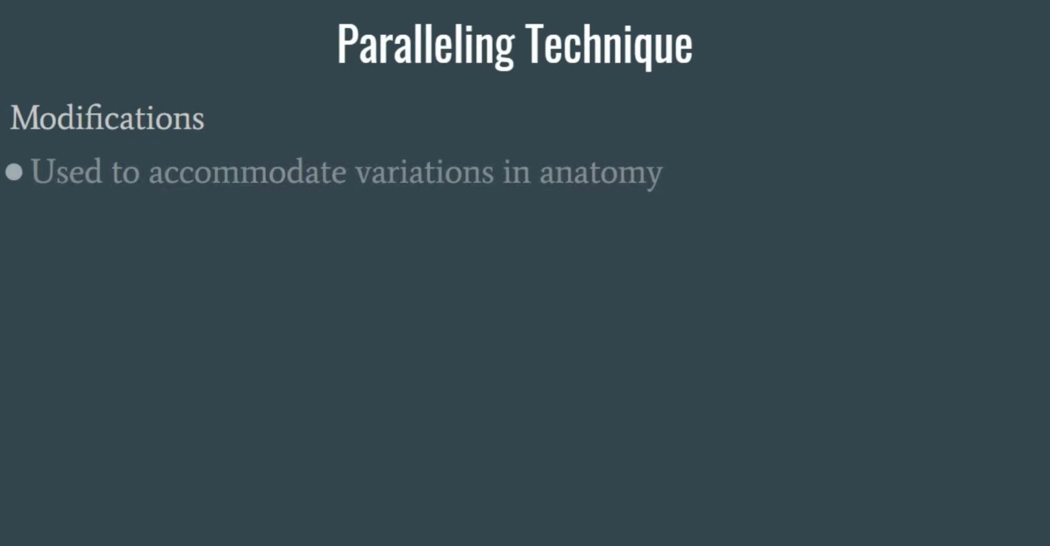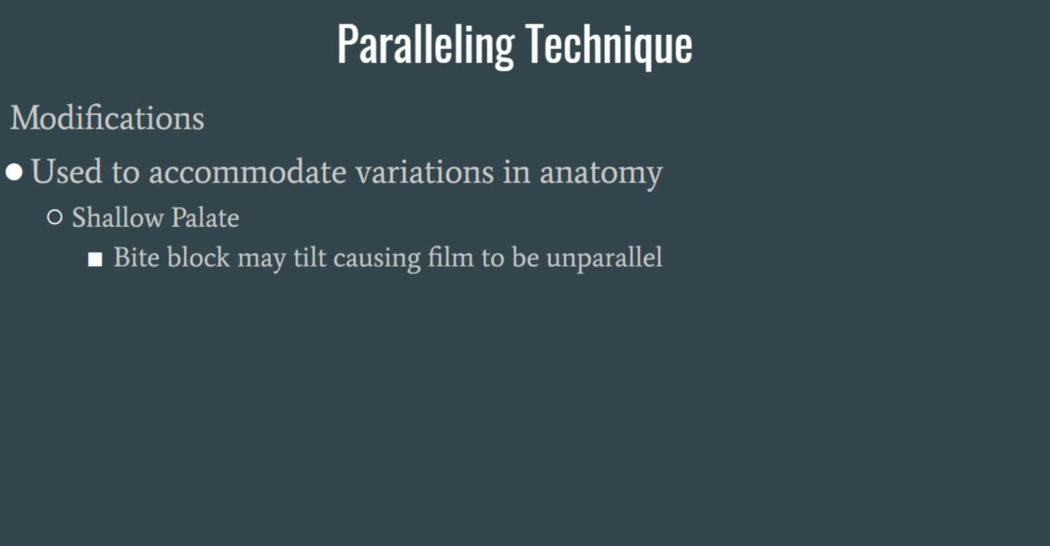Sometimes when you're taking a film, you will have a patient that has some abnormalities in their mouth, different anatomical structures. So we may need to make some modifications due to these anatomic conditions. Some of the conditions you may find that you have to make these adjustments for would be a shallow palate. You can use a bite block.